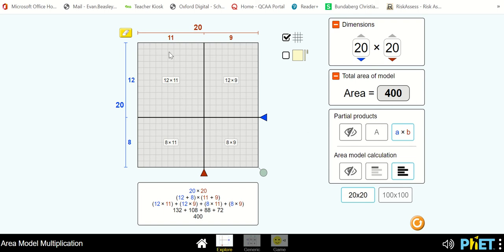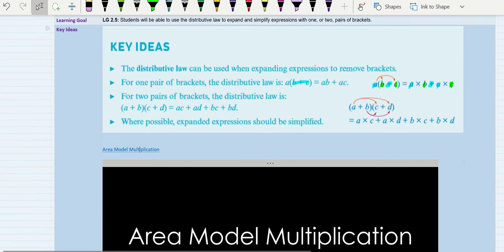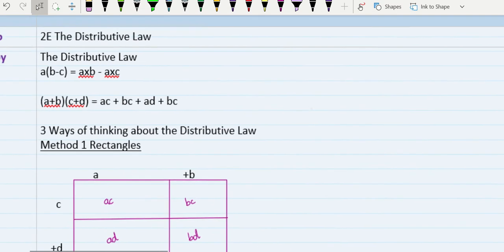So we've got 12 times 11 for this little rectangle, and then 12 times 9 for this little rectangle, and that's seen down here. And then for this little rectangle, 8 times 11, so you can see that here. 8 times 9 is this little square. Now, that's the same as saying 132, 108, plus 88, plus 72. Now, they'll all add to be 400. So that's one way of considering the distributive law and expanding through the distributive law.